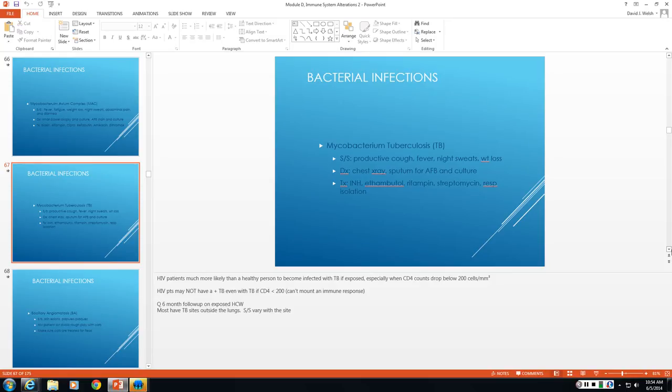So signs and symptoms, of course, are going to be a productive cough, a fever, night sweats, weight loss. Diagnosis is going to be done through a chest x-ray, a sputum for AFB and culture. Your treatment is going to be inhalers, rifampin, streptomycin, respiratory isolation. These patients are going to have to go for a 6-month follow-up. And most of these patients are going to have TB sites outside of the lungs, so signs and symptoms are going to vary with the site.